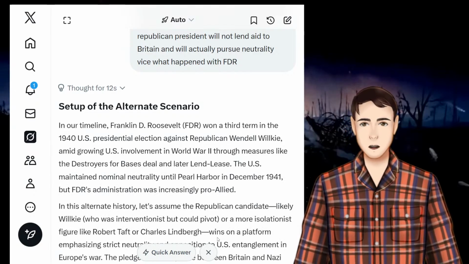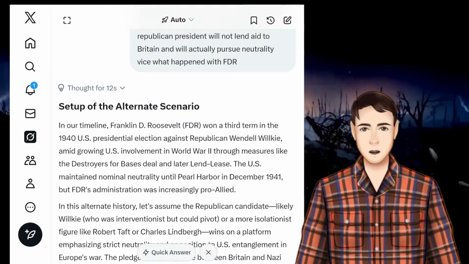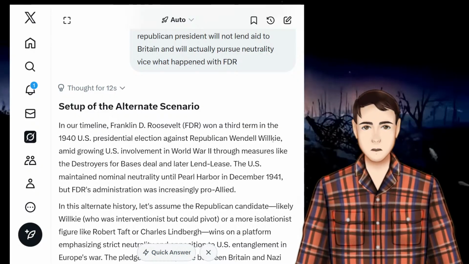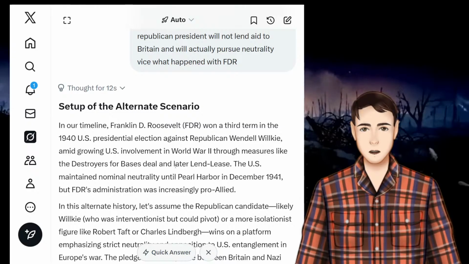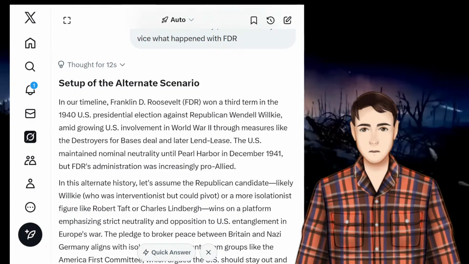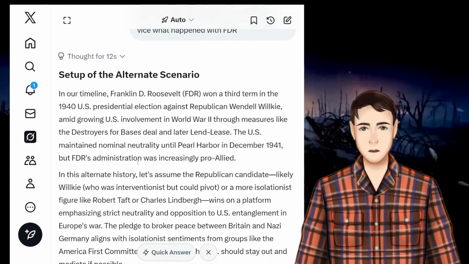Thought for 12 seconds. Set up an alternate scenario. In our timeline, Franklin Delano Roosevelt won a third term in the 1940 presidential election against Republican Wendell Willkie amid growing U.S. involvement in World War II through measures like the Destroyers for Bases deal and later Lend-Lease. The U.S. maintained formal neutrality until Pearl Harbor in 1941, but FDR's administration was increasingly pro-Allied.